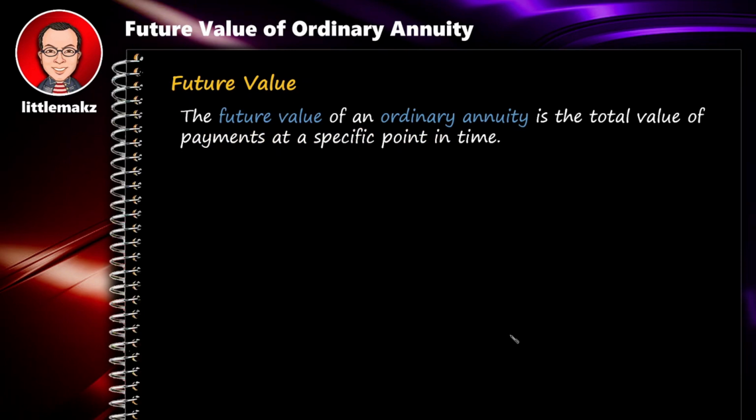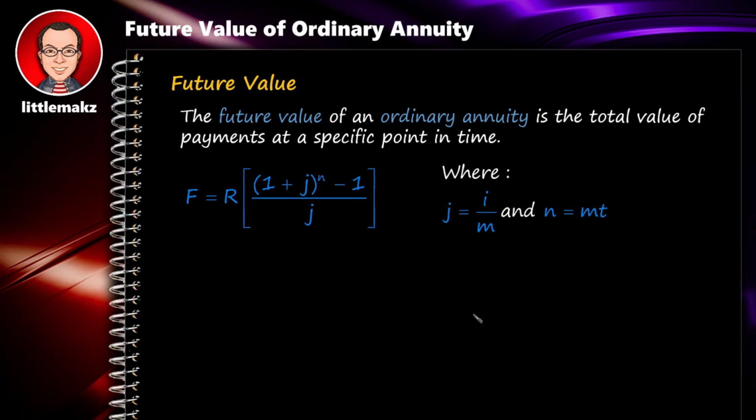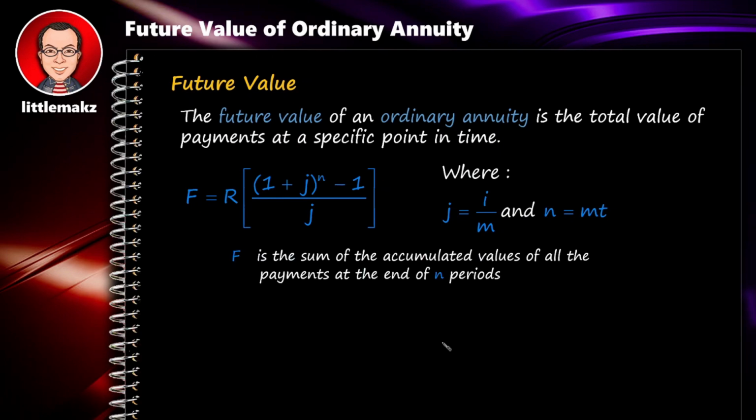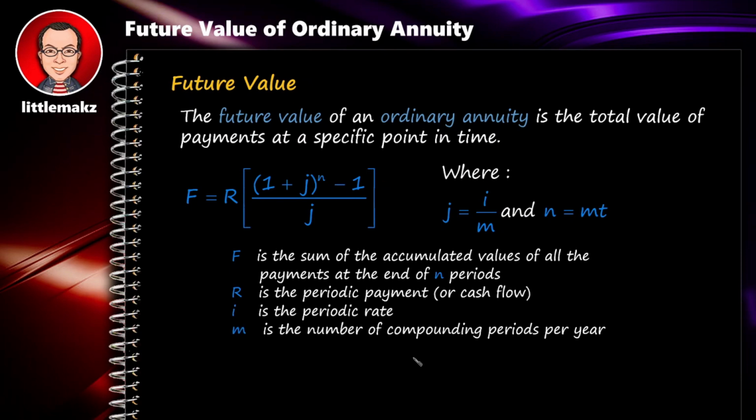The future value of an ordinary annuity is the total value of all the payments at a specific point in time. Here we use the formula F is equal to R, the quantity 1 plus j raised to the power of n minus 1 all over j, where j is i over m, and n is equal to mt. F is the sum of the accumulated values of all the payments at the end of n periods. R is the periodic payment, i is the periodic rate, m is the number of compounding periods per year, and t is the number of years.